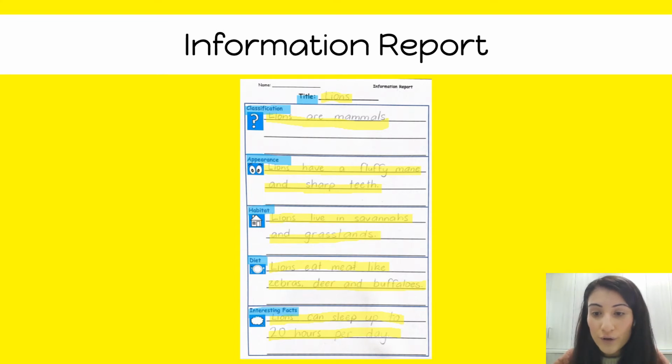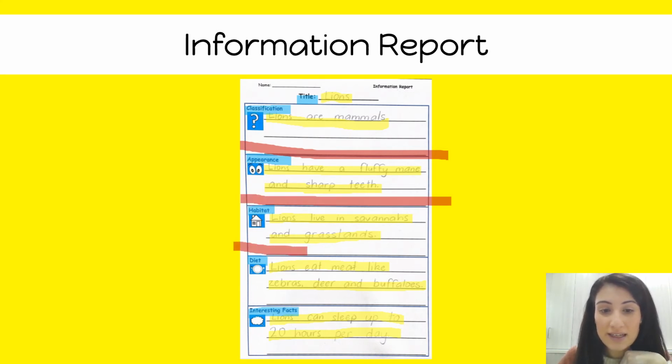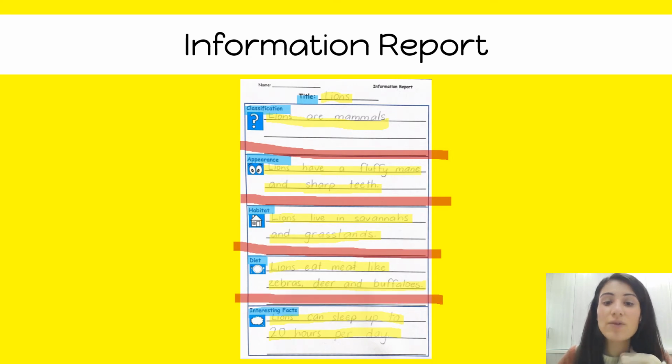Just make sure you leave a space, maybe a line in between each sentence, so that we can really see where the different sections are. So for example, under the classification here, I'm going to just get a red marker. You might leave a line there and then write about the appearance. Then leave a line there, write about the habitat. Leave a line there, write about the diet. Then leave a line and write the interesting fact.